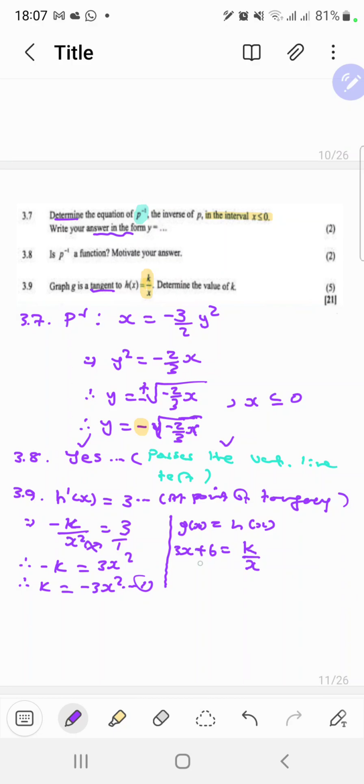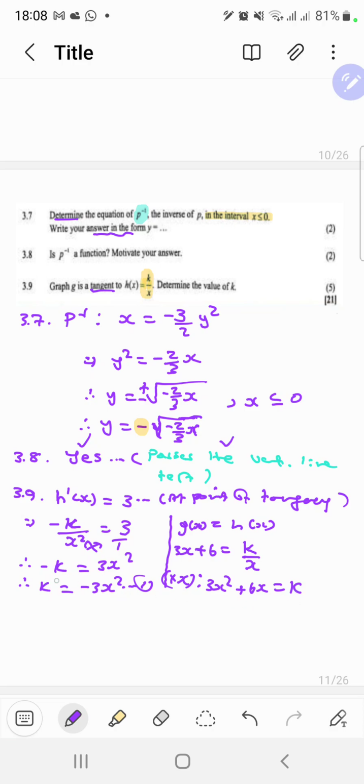Okay, so now what do we do here? We know that our common denominator here is x. So if you multiply by x throughout, what do we get? We get 3x squared plus 6x is equal to k. Now do you see?